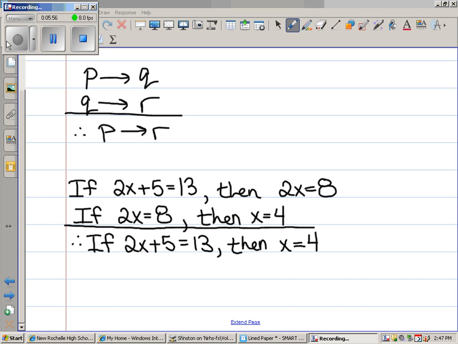And then in the next part, you start doing the problem over again. You say, OK, if 2x equals 8, then what would be the next step in your normal math? You divide by 2, and what would you get? Then x equals 4. Then isn't it logical to conclude that if 2x plus 5 equals 13, then x is equal to 4? And so that's where you would see this kind of logic.